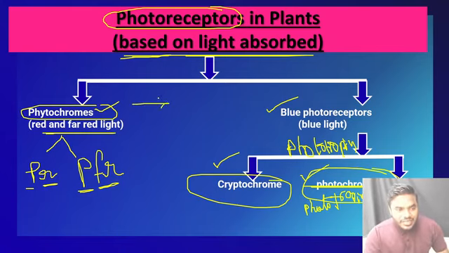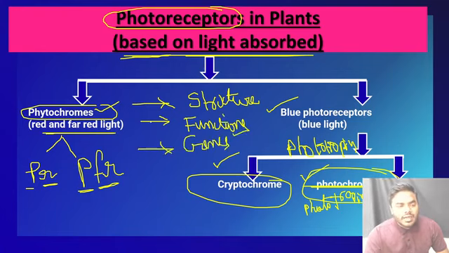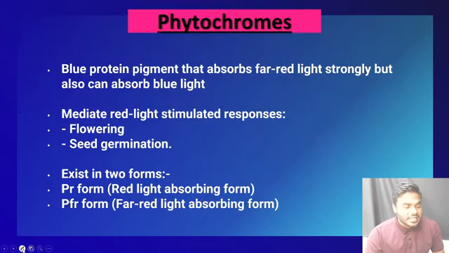We have to read the structure of these three pigments. We have to read the structure of the cryptochrome, phytochrome, and phototropin. We have to read the functions also. Most importantly, friends, the genes that are coding for these three pigments we have to read. Okay, let's start studying the first type of photoreceptor, that is the phytochrome. Kindly do not forget that.